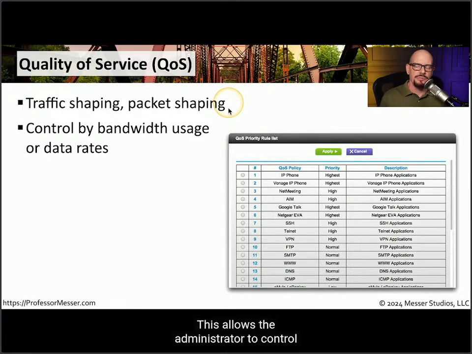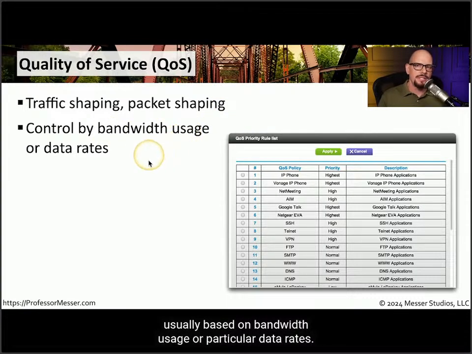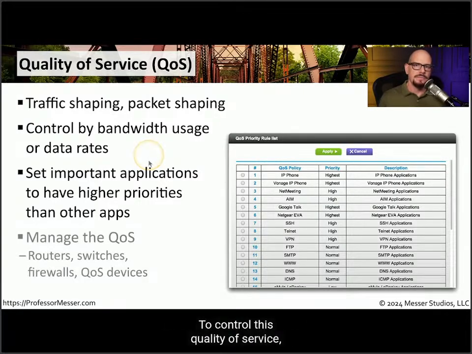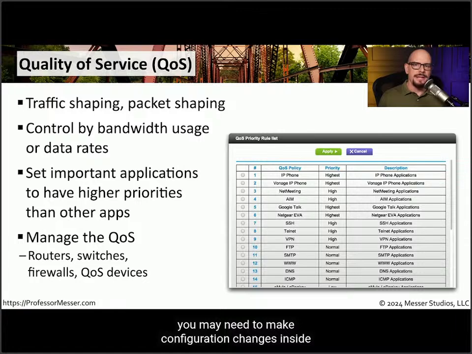This allows the administrator to control what type of applications can flow through their network, usually based on bandwidth usage or particular data rates. This might allow your real-time applications to have full control or access to the network and put a lower priority on other applications that may simply be transferring files. To control this quality of service, you may need to make configuration changes inside of a firewall, a router, or a switch.